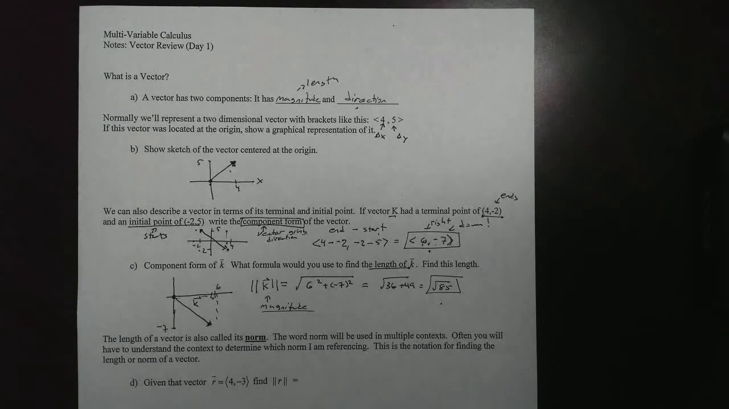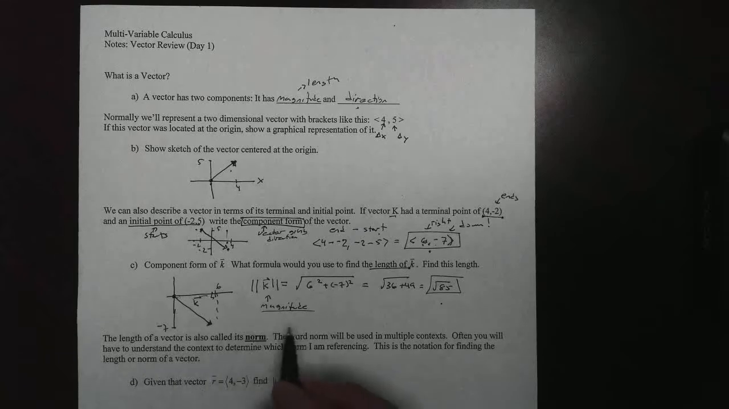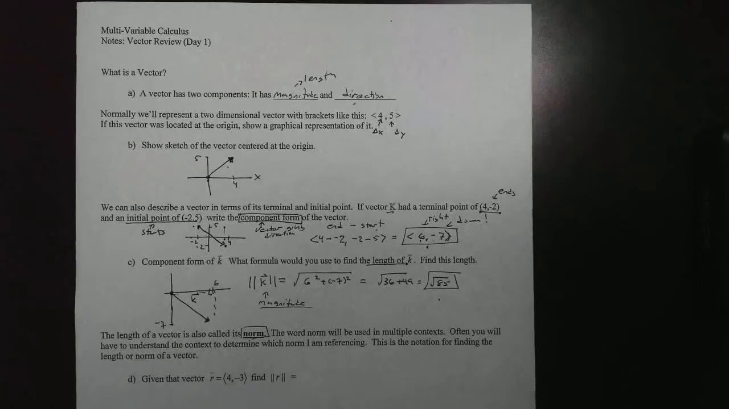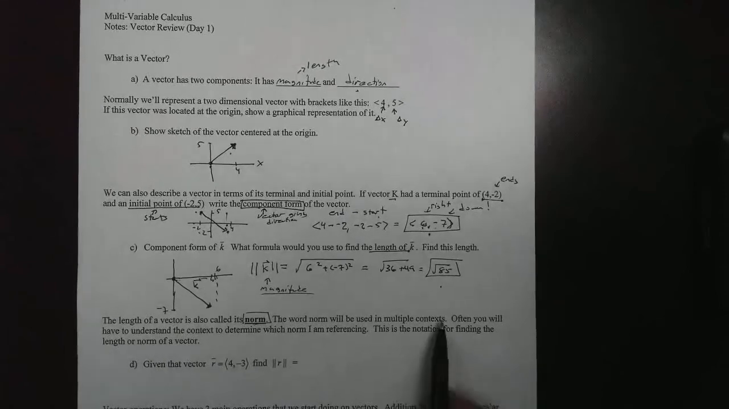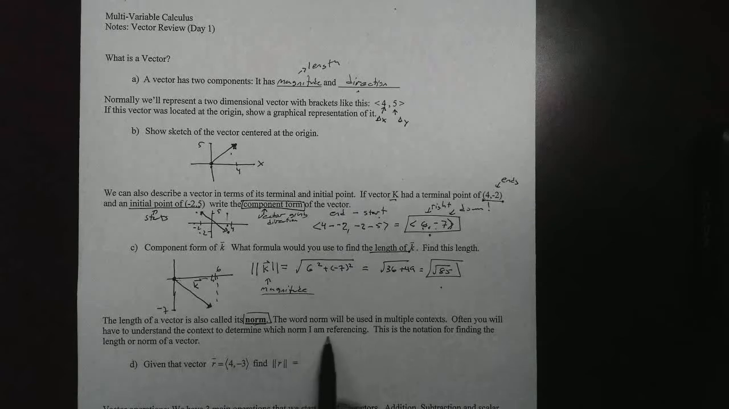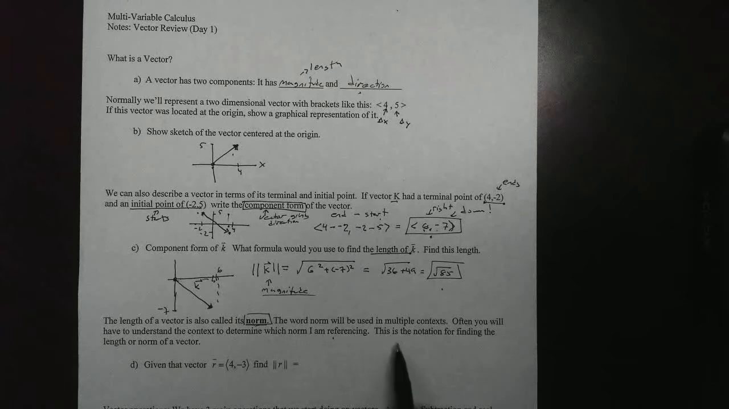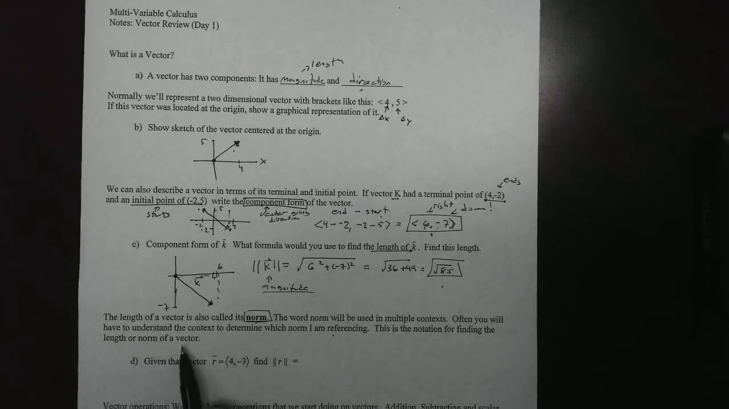Sometimes we will call the length of the vector its norm. It's just another word. The word norm will be used in multiple contexts. Often, you will have to understand the context to determine which norm I am referencing. We'll talk a lot about this as we go through the course. This is the notation for finding the length or norm of a vector.